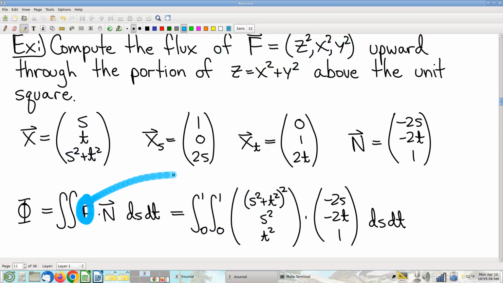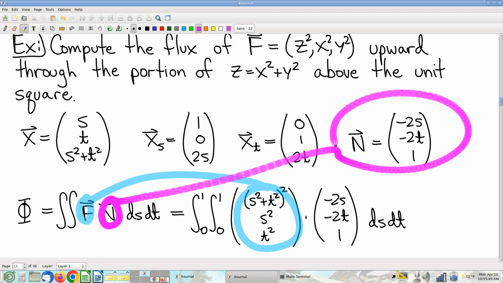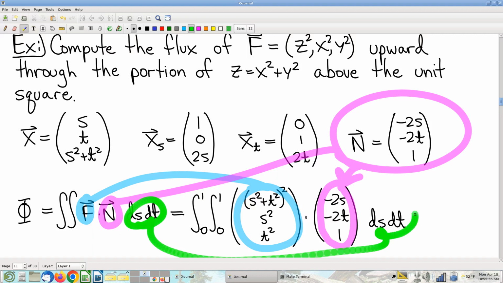Okay, so F is all of this business. And then, again, I just got through computing my capital N. There's my capital N. Just a matter of plugging it in. dS dT, of course. dS dT remains dS dT. So we're in business.